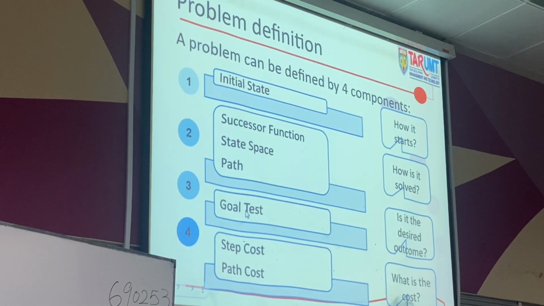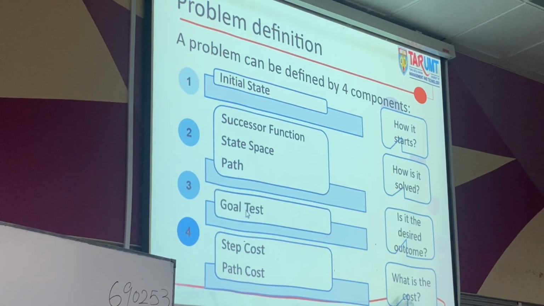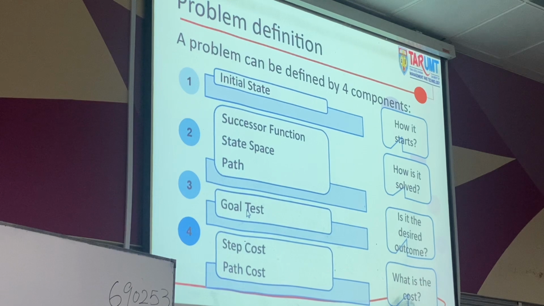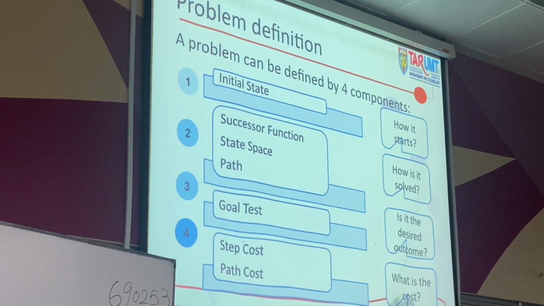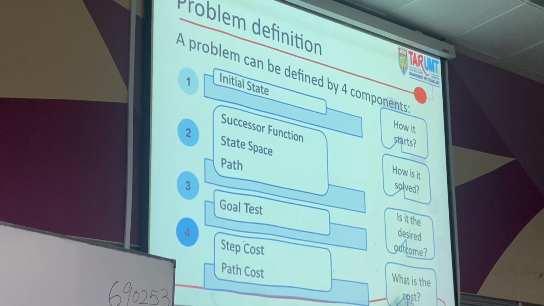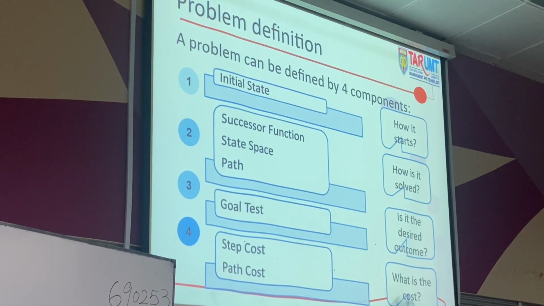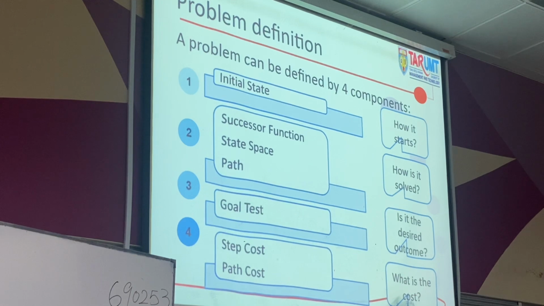Goal test. Normally we use an if-then statement, right? To check whether your current state is equal to the goal state. Every time you expand a node, you have to use the if-then statement to check whether this state is equal to the goal state. If not equal to the goal state, then we continue the search. If equal to the goal state, then we stop the search. So this will be the solution.